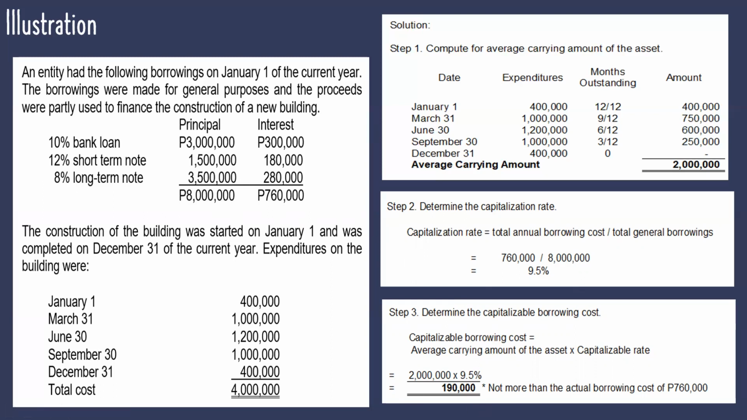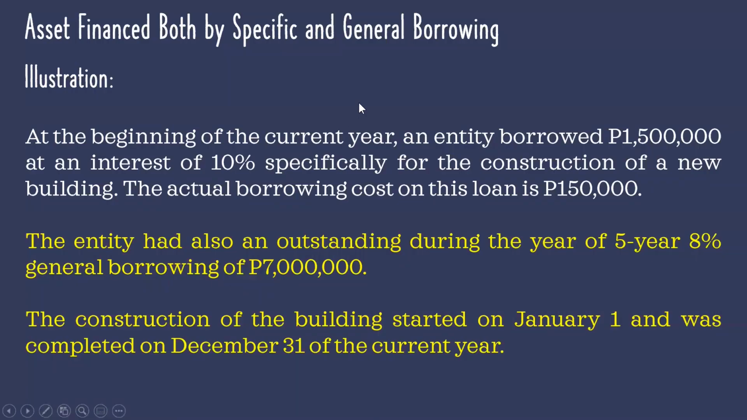So what happens to, magkano yan? You have 760,000 minus 190,000. So what will happen to 570,000? No, yung difference ng actual cost na na-incur, actual borrowing cost compared to your capitalizable borrowing cost. So take note, class, that yung 570,000 ay i-charge natin siya as interest expense. No? So usual lang na interest expense. Okay? Sige, proceed tayo to another illustration.